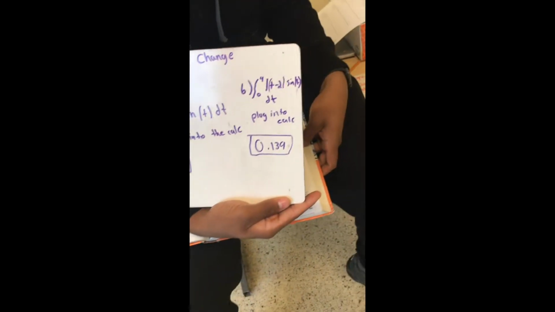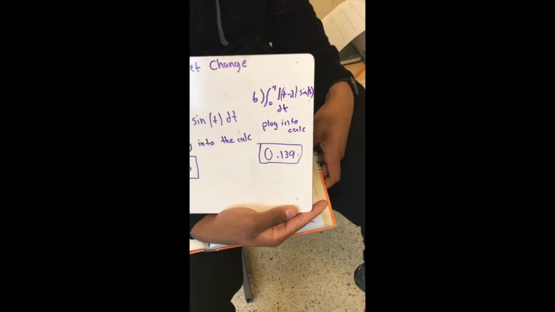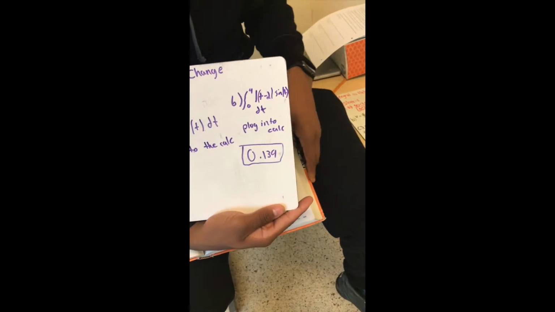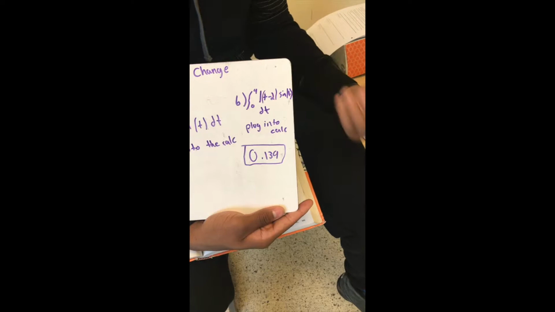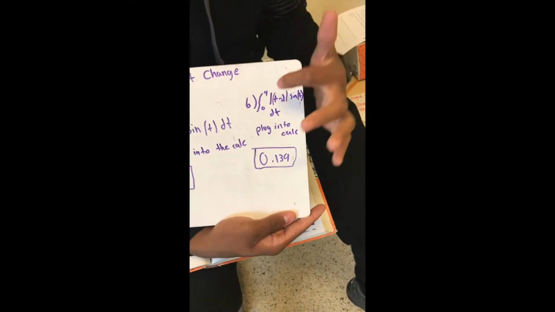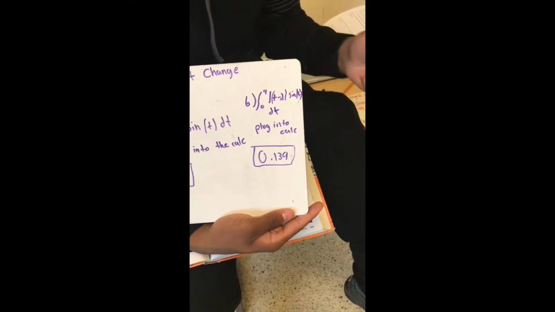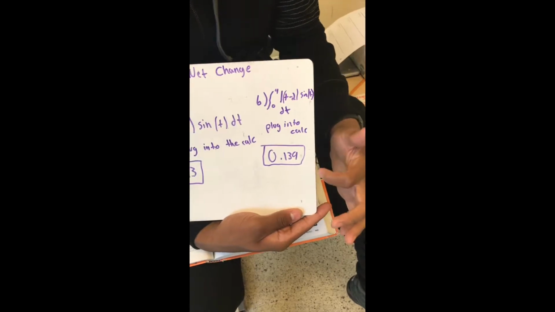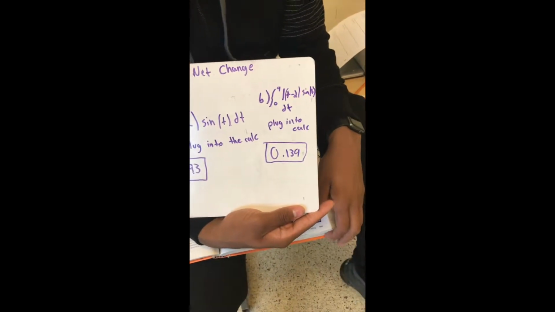And then for part B, it says, what is the total distance traveled? With that, we simply do the same thing, but in this case, we have the absolute value function. So we have the two lines so that we make sure it's positive. We plug that into the calculator, it's going to be 0.139.